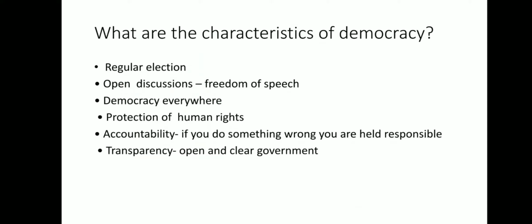Transparency. Open and clear government. Our government is transparent. The laws are clear. Everything is clear. Nothing goes sideways. Everything is direct. It is written. You can read it. You can prove it in court. And that's what makes it a democratic state, because it's open and clear.